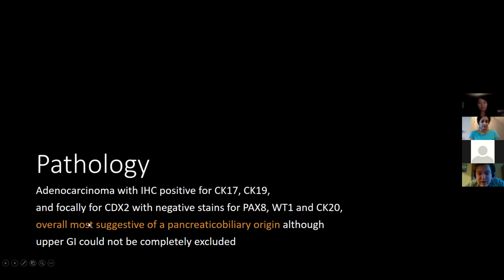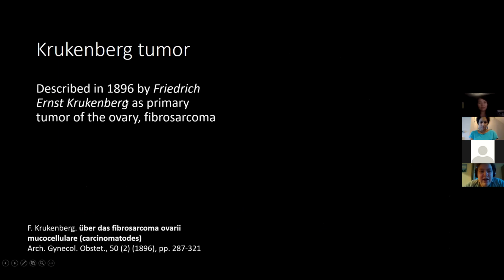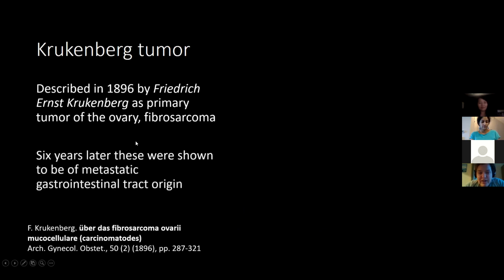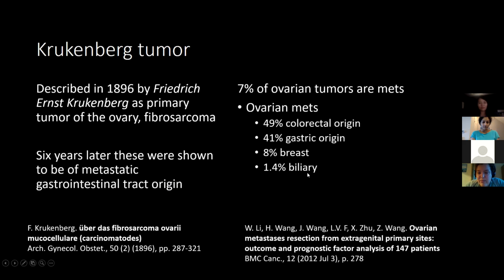They basically said most suggestive of pancreatic or biliary origin. So we don't know if it's gallbladder versus cholangio, but most likely it's a cholangio. Now, just a few words about Krukenberg tumor, which was kind of a fun part. It was described by Frederick Ernst Krukenberg as a primary tumor of the ovary, called fibrosarcoma, and only 6 years later, this was determined to be metastatic disease from the GI tract. 7% of ovarian tumors are METs, and only 1% of them are biliary. Everything else is either colorectal, gastric, or breast.